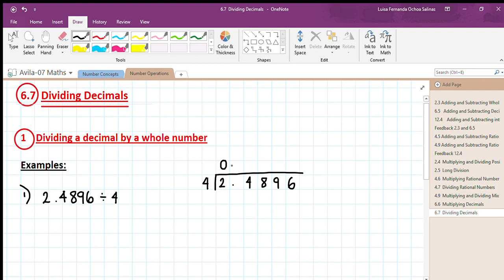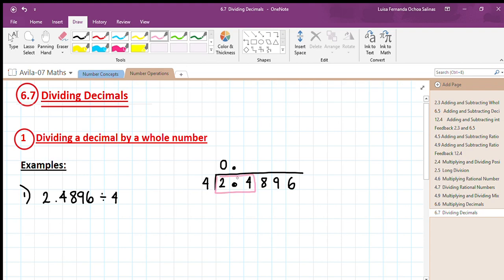I have to put the decimal point. Okay, there you go. So because the decimal point is here, I have to put the decimal point also above. So be careful that these have to be completely aligned. Now I'm going to think, okay, how many times does 4 go into, and now I'm focusing on 24. I'm going to be focusing on this.